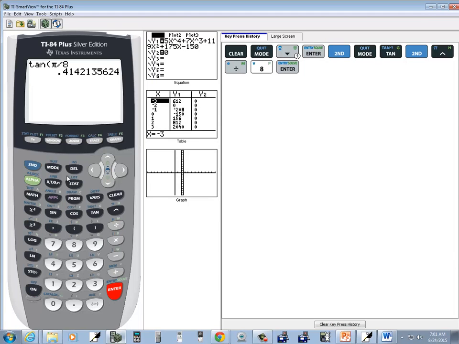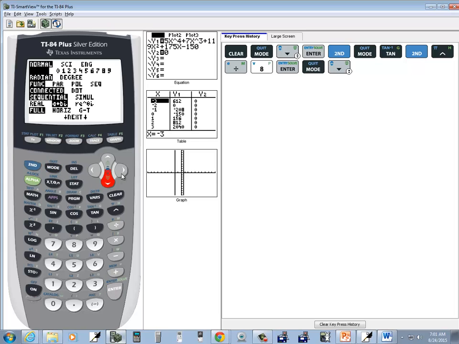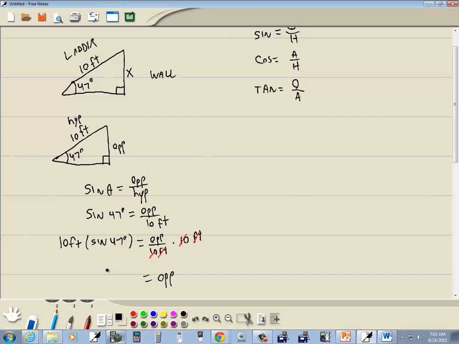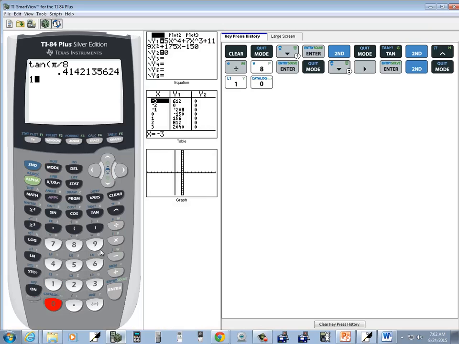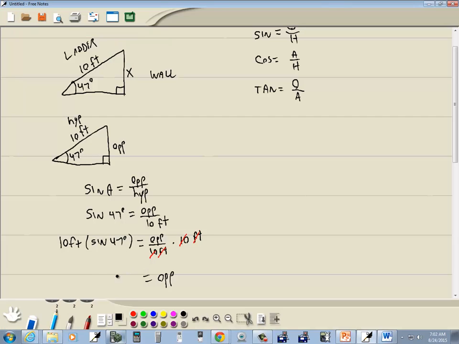now I need to make sure my calculator's in degrees, so I press mode, down arrow twice, right arrow, put my flashing cursor on degree, and press enter. If yours isn't already highlighted, you have to do that. And then second mode to exit out. Okay, so we got 10 times sine of 47 degrees, and then press enter. To two decimal places, that would be 7.31. So our answer is 7.31 feet.